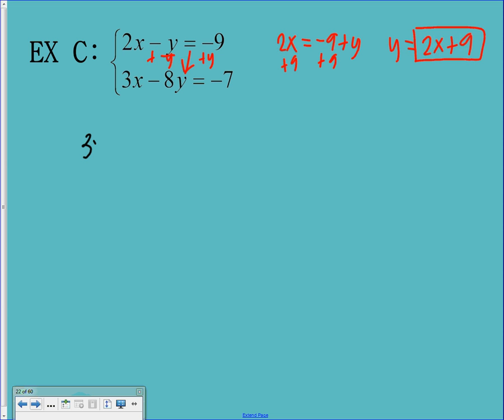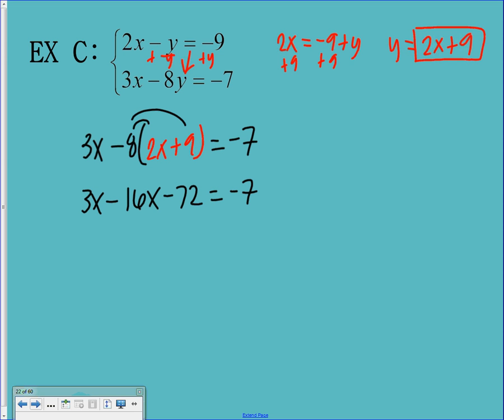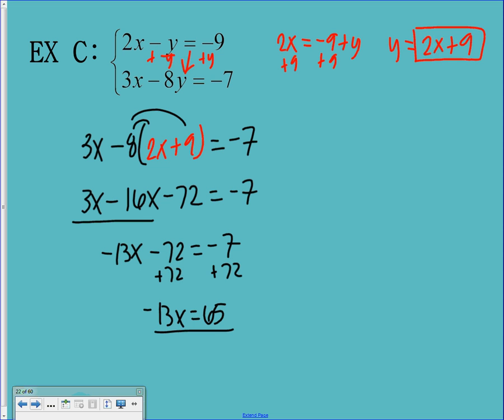So I'm going to have 3x minus 8 times, but instead of y, I have my new expression, 2x plus 9, and that equals negative 7. So now I'm going to solve for my x by distributing. Watch carefully, you are distributing a negative 8, so that's negative 16x minus 72 equals a negative 7. So I'll put my x's together. That will give me a negative 13x minus 72 equals negative 7. I'll add my 72 next. Negative 13x equals 65. Divide by negative 13, so x equals negative 5.